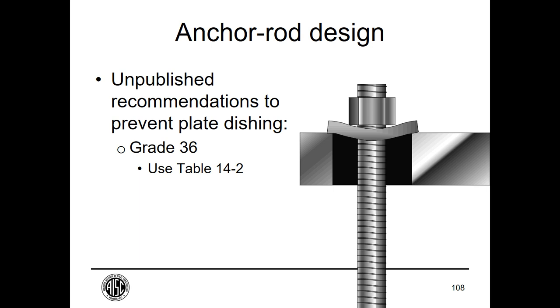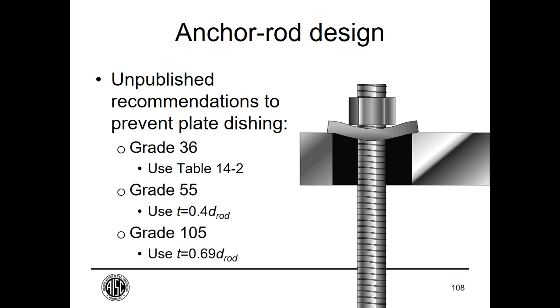So if we have grade 36, I say use the thickness that's in the table. If we have grade 55, use something that's at least 40% of the diameter of the rod. And grade 105, more like 70% of the diameter of the rod. And that adequately addresses the potential for dishing.